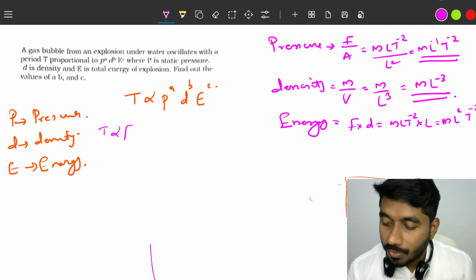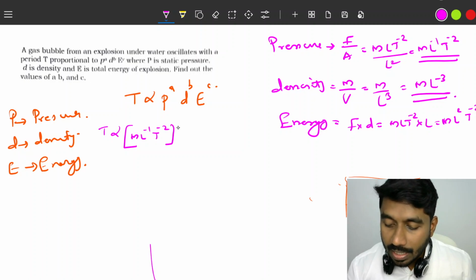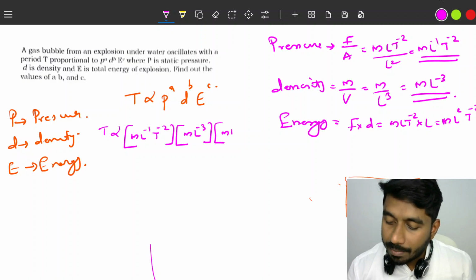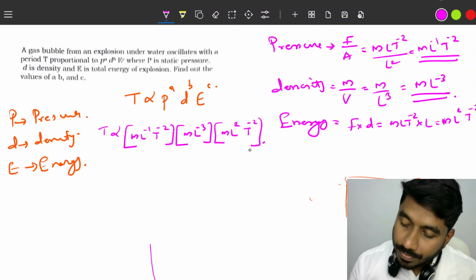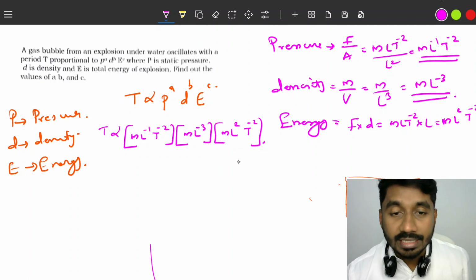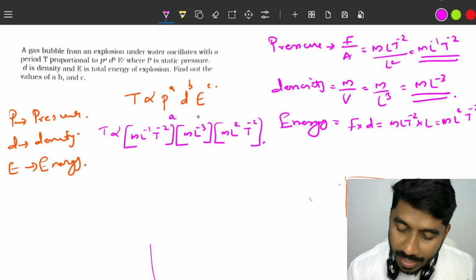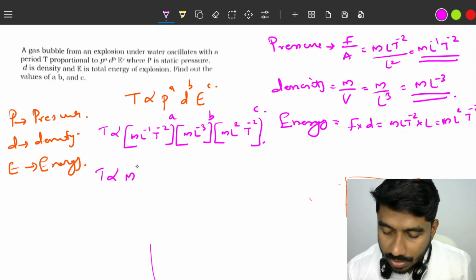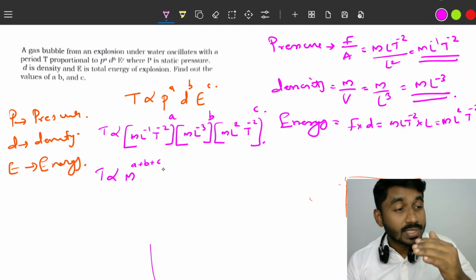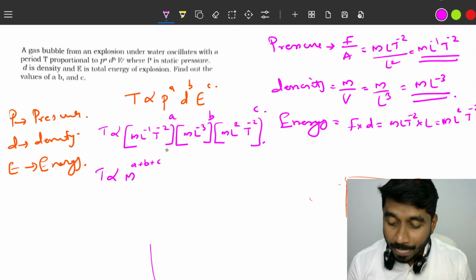T proportional to, what is the pressure? ML raised to minus 1 T raised to minus 2, and density ML raised to minus 3, and energy ML square T raised to minus 2. Just substitute A, B, C. Just open the bracket. T proportional to, I will get M here, here. So I can write it as A plus B plus C. I am directly writing it because there are a lot of steps coming. Clear everyone?